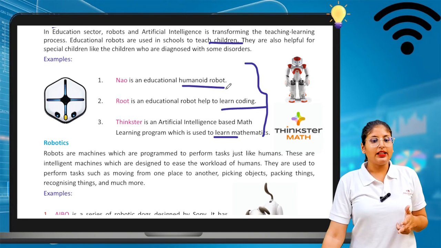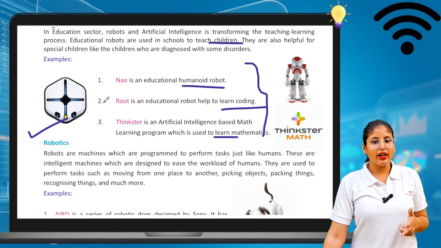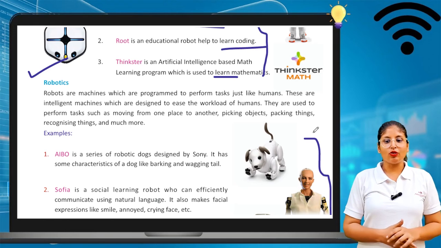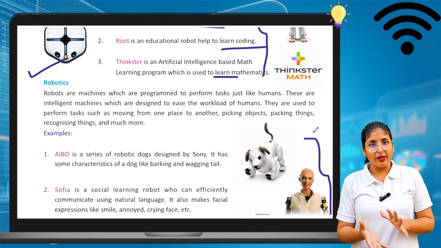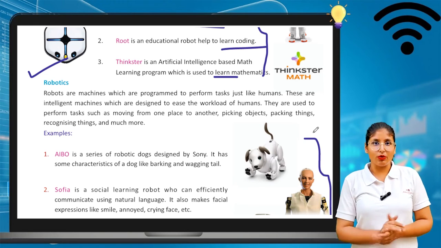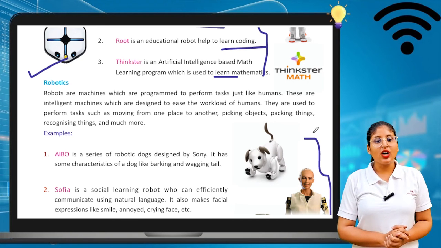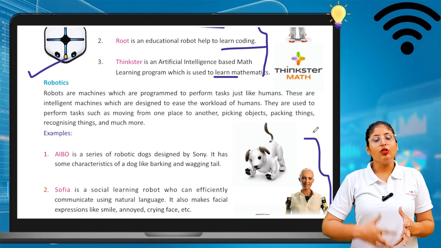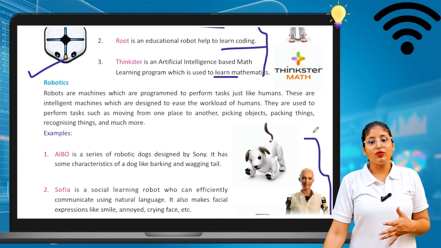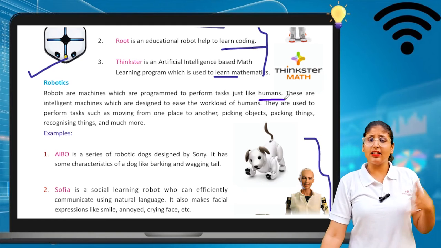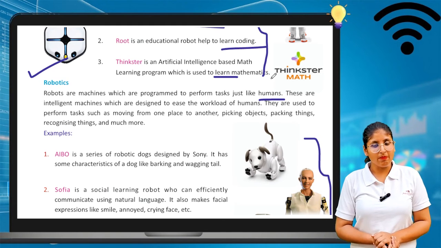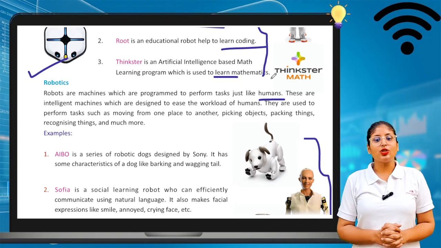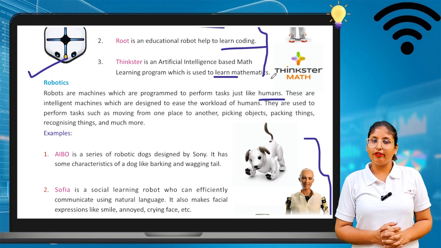Now we will see robotics. What is robotics? See, these are the robots, whether it's a robot of a man or an animal or something like that. Robots are machines which are programmed to perform tasks just like humans, in the same way that humans do that task. These are intelligent machines designed to ease the workload of humans.